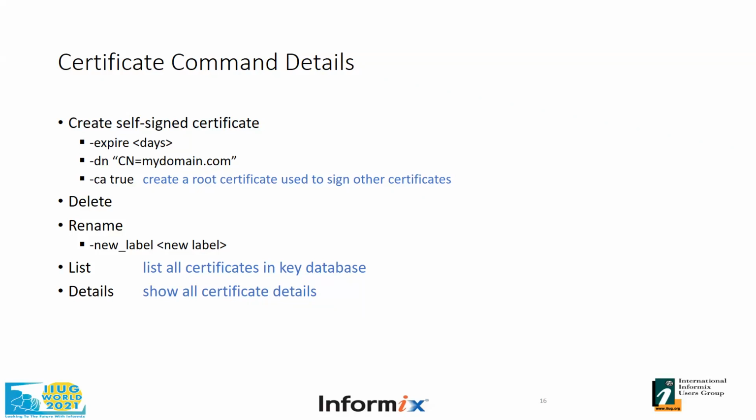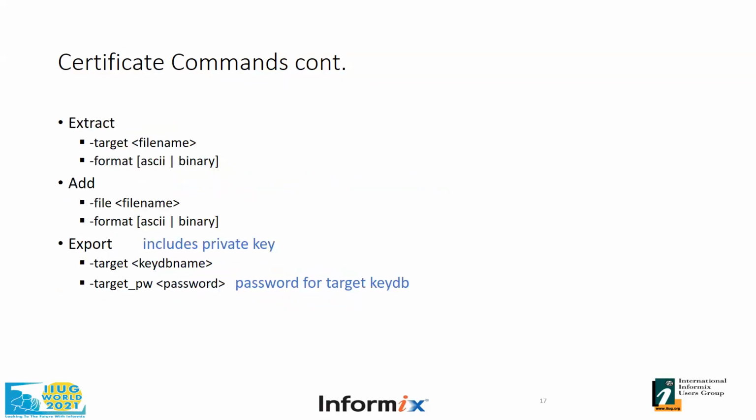List will allow you to list all of your certificates in your key database. Now, you may have root certificates, you may have intermediate certificates, you can have server certificates. List will list what's there. And if you do details, again, if we have time, I'll show you an example of this. This will show you all of the certificate details. You just specify the label of which certificate you want to see the details of, and it will show you all the details of that certificate, including who it was signed by, what the common name is, what the expiration dates are, everything. So hopefully we'll get to that.